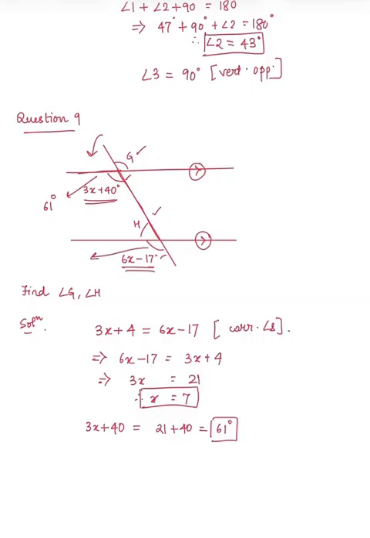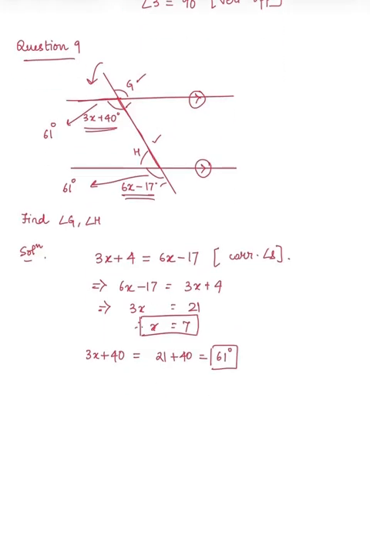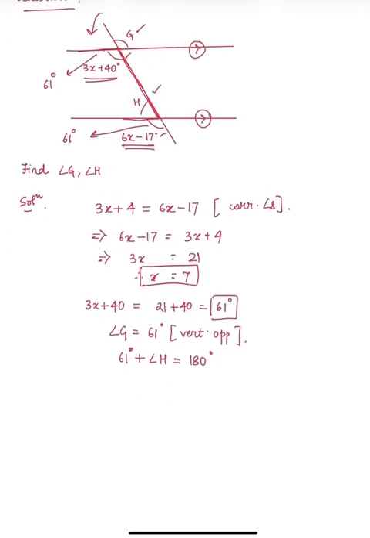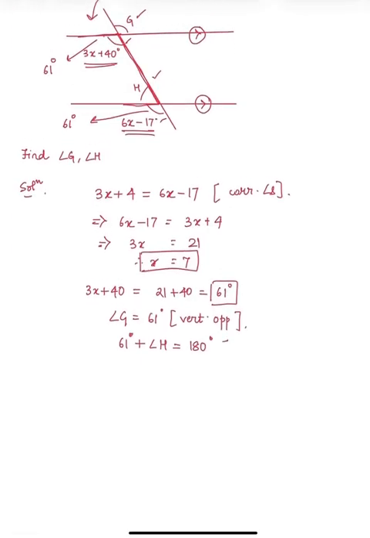Similarly, this will also be 61 degrees. We don't need to again get the values because we know these two are equal. Now, angle G will be equal to 61 degrees. Why? Because it is vertically opposite. And also, 61 degrees plus angle H will be equal to 180 degrees. Why? Because they are co-interior angles.